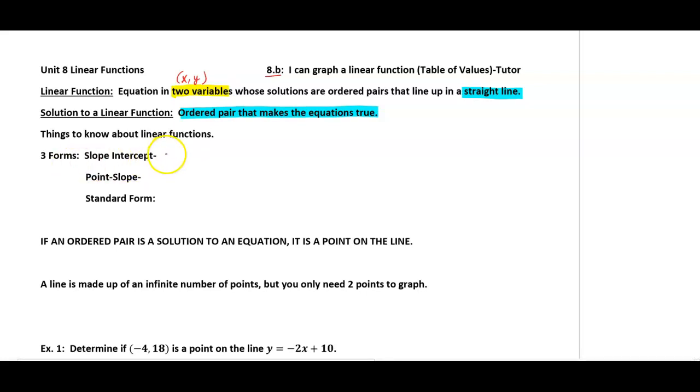There are three forms of an equation of a line that you guys have to know. The first one is slope-intercept form, which is y equals mx plus b. This is by far the most important one to have mastered. The second equation is point slope, which is y minus y1 equals m times x minus x1. And what you have to understand is y1, m, and x1 will be replaced with numbers. The third equation you have to know is standard form, and that is ax plus by equals c form.